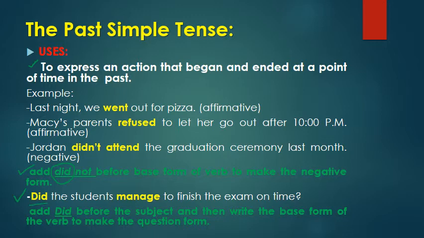Did the students manage to finish the exam on time? The affirmative of such a question is, the students managed to finish the exam on time. The negative, the students didn't or did not manage to finish the exam on time. The interrogative or question, did the students manage to finish the exam on time? Notice when we are asking a question, where do we put the verb? The helping verb. We put it at the beginning of a sentence when we are asking a question. This is a very important note. Now, moving on.